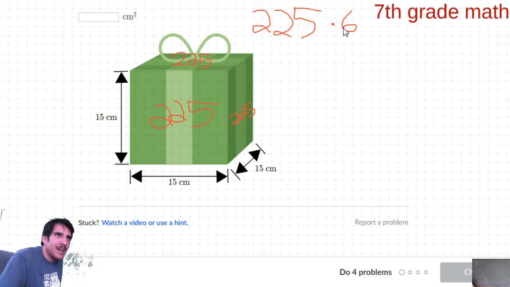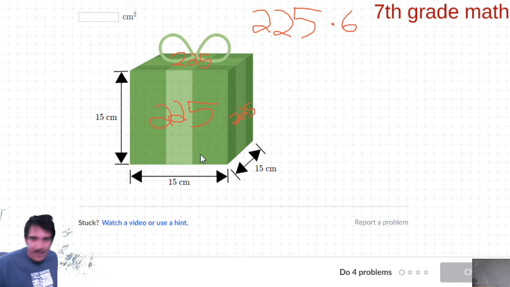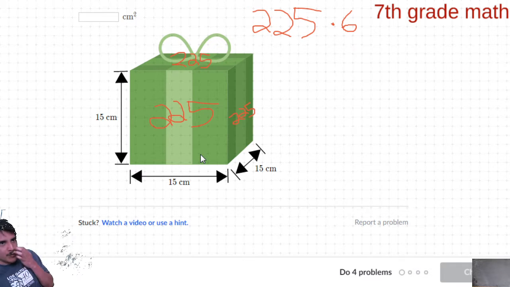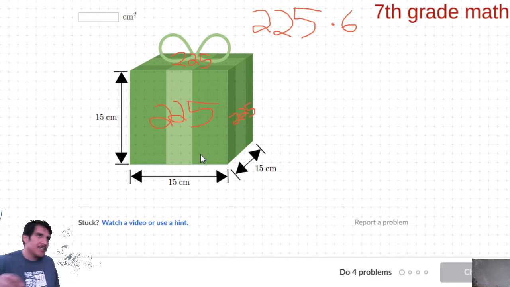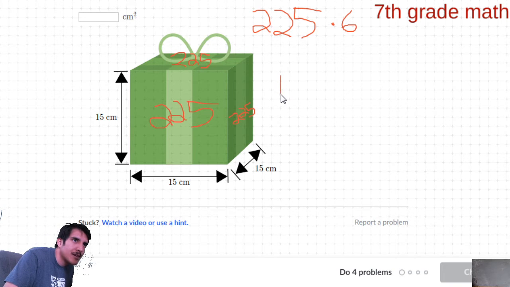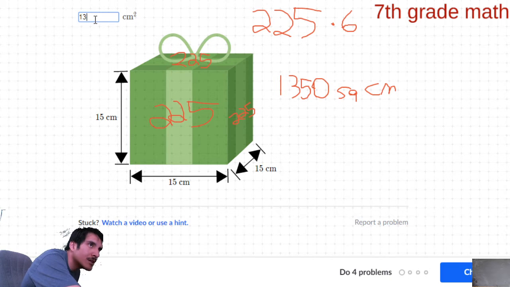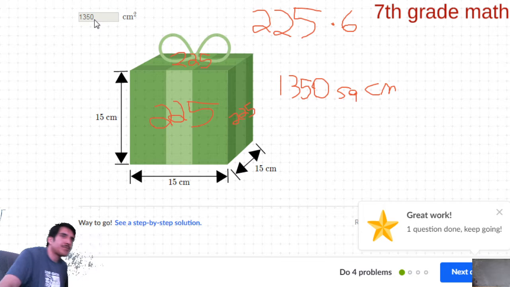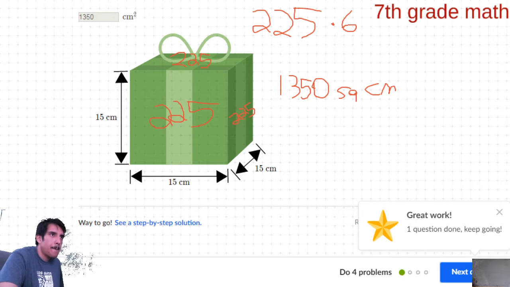So 225 times 6. Dang, they don't give you a calculator when you really actually want one. So good thing I got one right here. 225 times 6. That gives you 1,350. So let me write that down. 1,350 square centimeters. 1,350 square cm. Hit enter, and we're done. Okay.